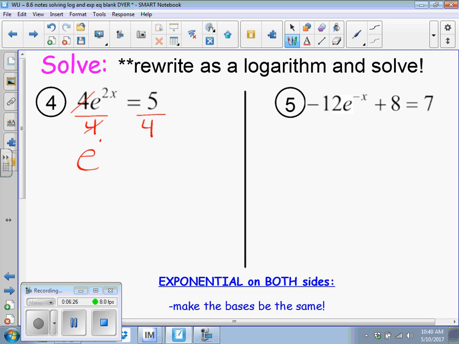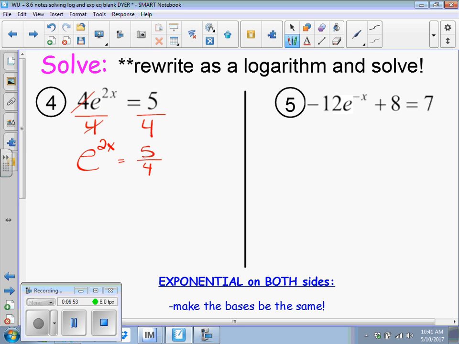So we have e to the 2x equals 5/4. Now you can put 1.25, that's fine. But if you divide that and it gives you some decimal that you need to round off, you do not want to round off as you go because your final answer will not be accurate. Okay? So leave it 5/4, or you can put 1.25 because that's rational.